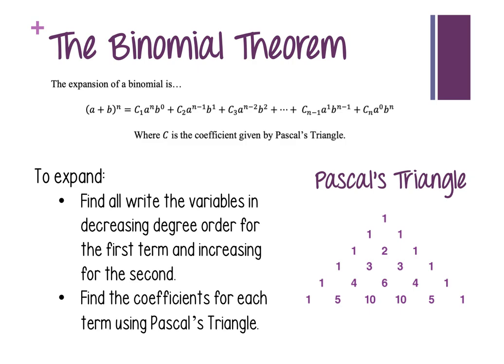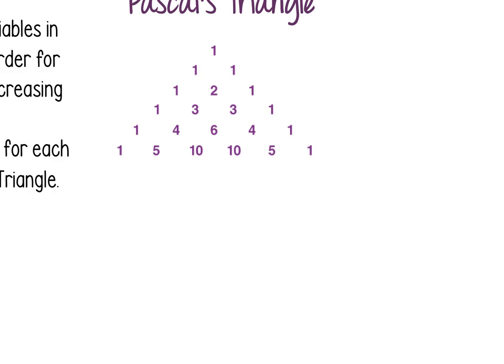Now that C comes from this chart. This is called Pascal's triangle, and this is only to the 5th power, so I'm going to show you how to build it, because this will never be given to you. You don't need to memorize it. You just need to learn how to build it. First of all, it starts with 1, 1, 1. That's your top little triangle every single time.